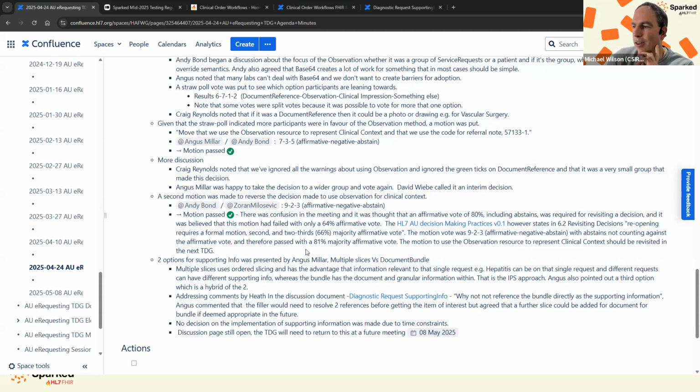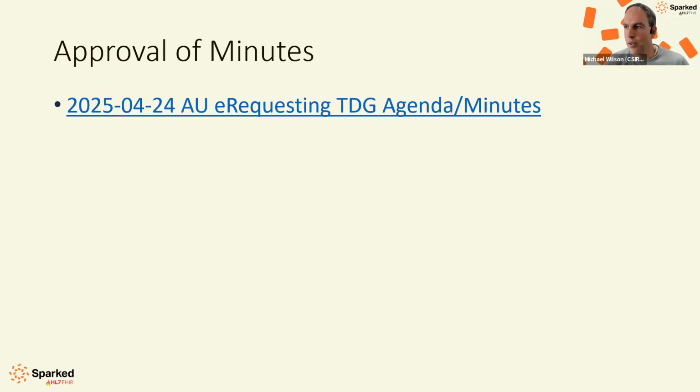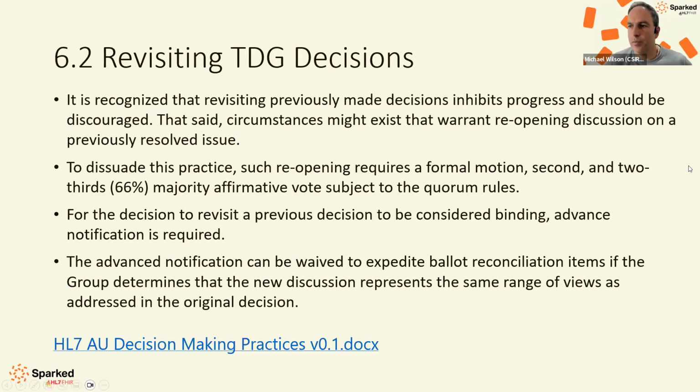One point of note there is that abstains don't count in the percentage. There were 9 affirmative and 2 negative, which actually gave an 81% majority. The other note is about whether it was actually required as a revisit or not. So I just wanted to go through that quickly. Next slide.